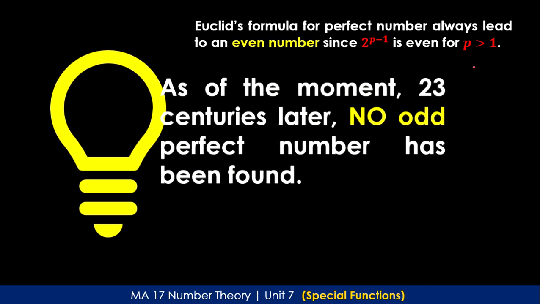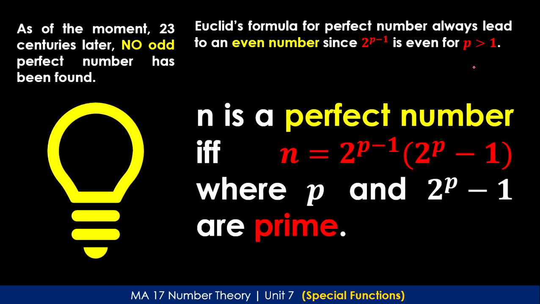So we have this formula. n is a perfect number if and only if n is equal to 2 raised to p minus 1 times the quantity of 2 raised to p minus 1, where p and 2 raised to p minus 1 are prime. Those are prime numbers.